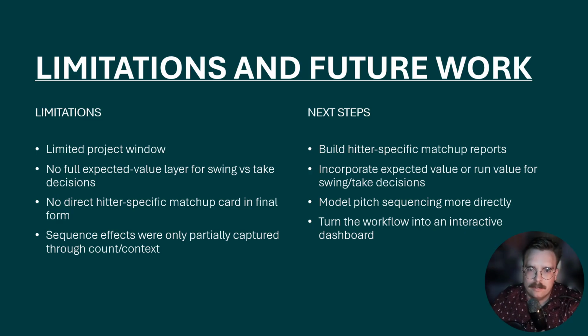One limitation is that the project does not yet include a full expected value framework for swing versus take decisions. Right now, the model focuses on predicting the probability that a hitter will swing at a given pitch. A natural next step would be to pair those probabilities with run value or expected value calculations so that each decision could be evaluated in terms of its actual impact on run production.